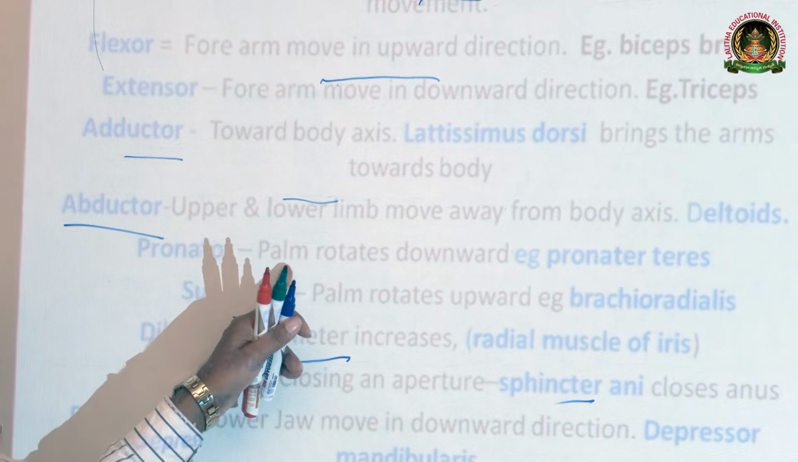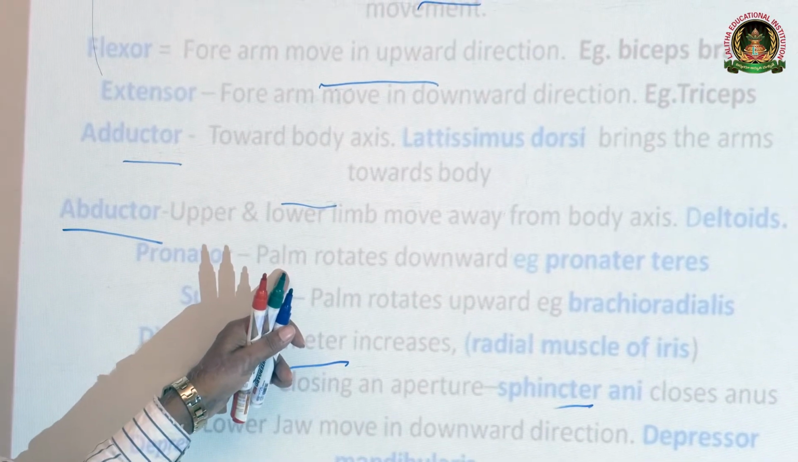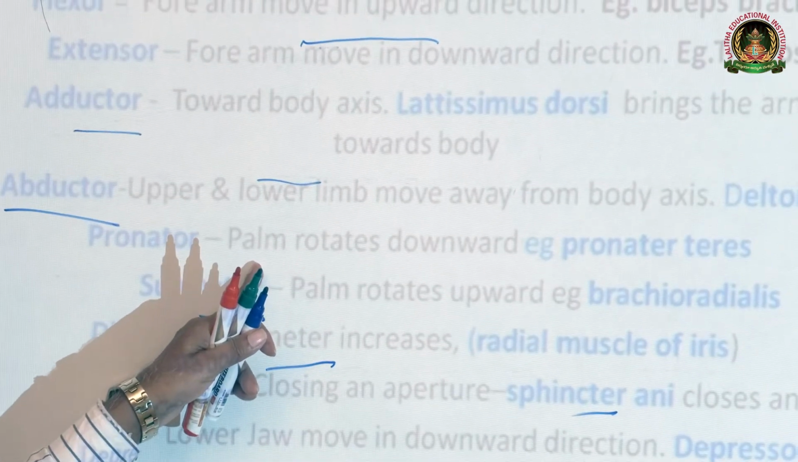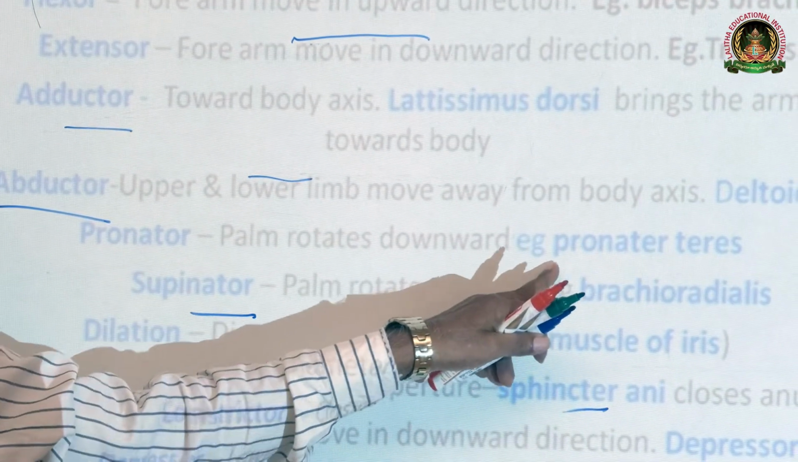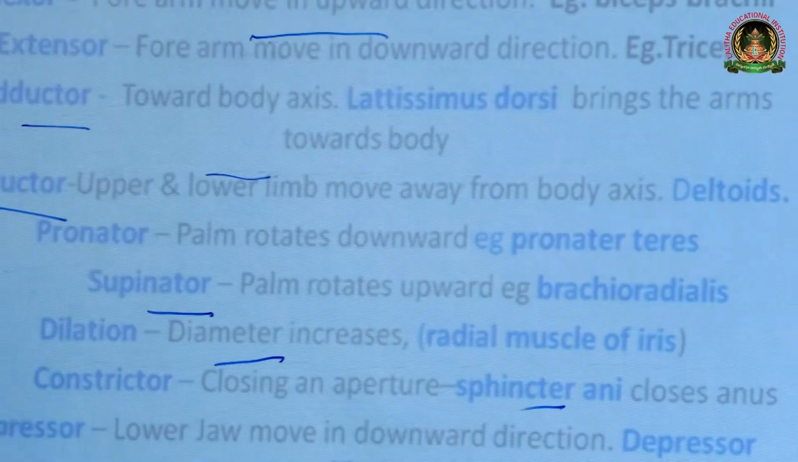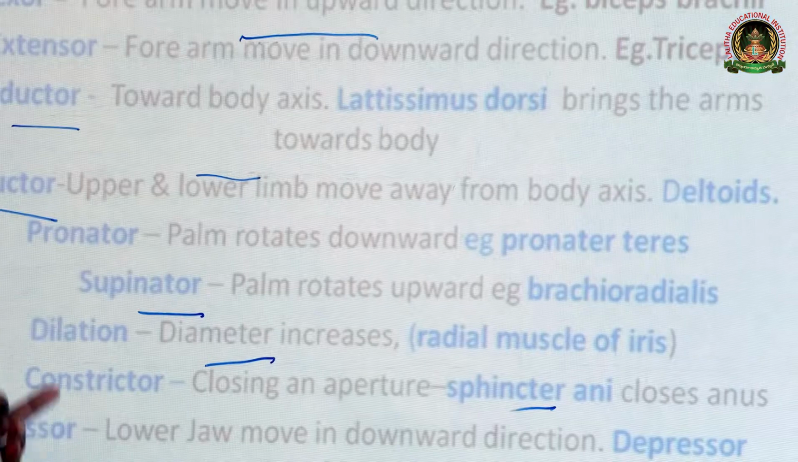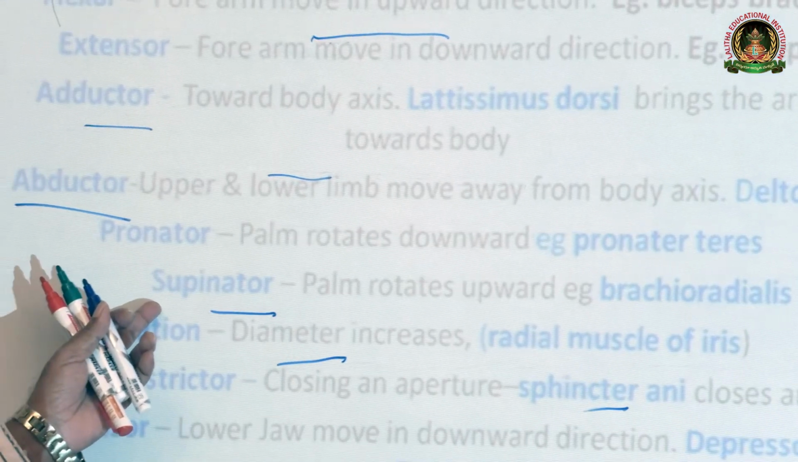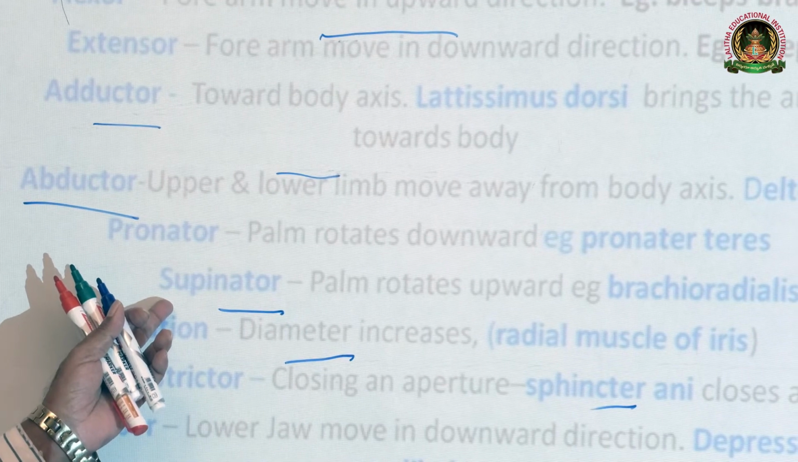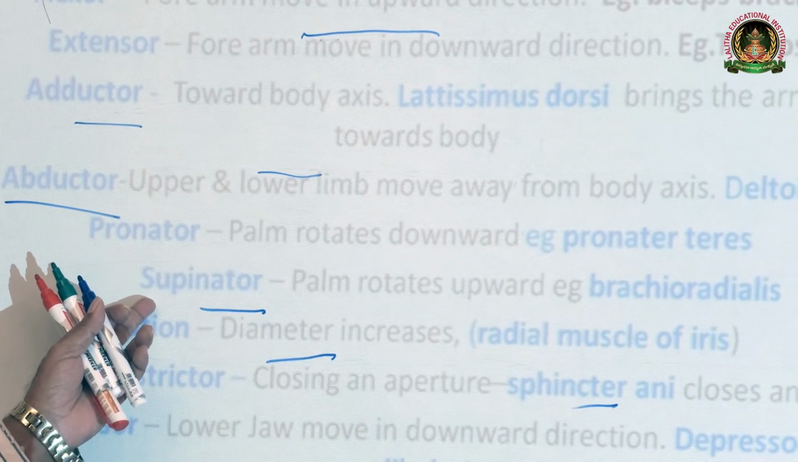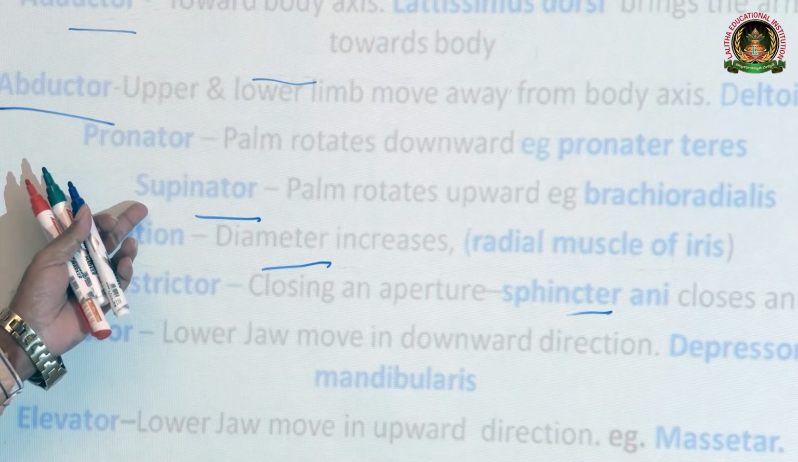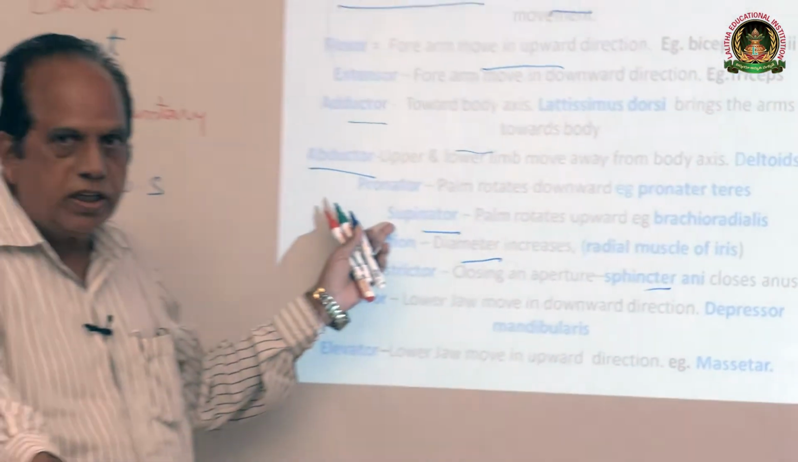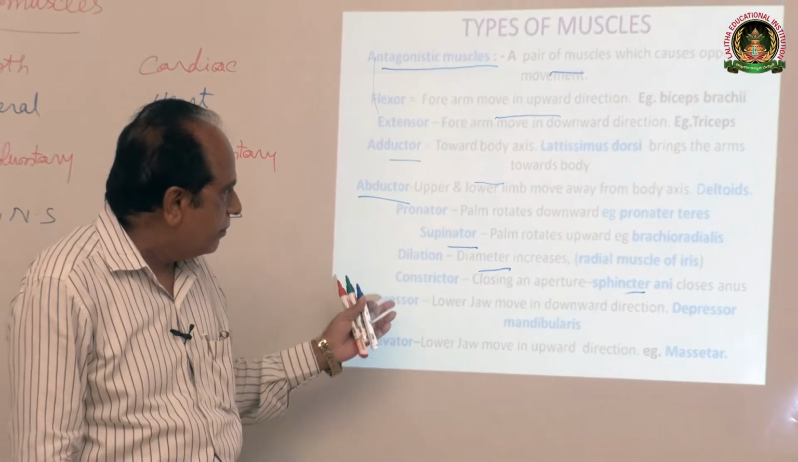Then pronator. If the palm is rotated downwards, such muscles are referred to as pronator muscles, and the muscle is called pronator teres. And if the palm is rotated upwards, it is a supinator muscle. So one is a pronator and another one is a supinator.